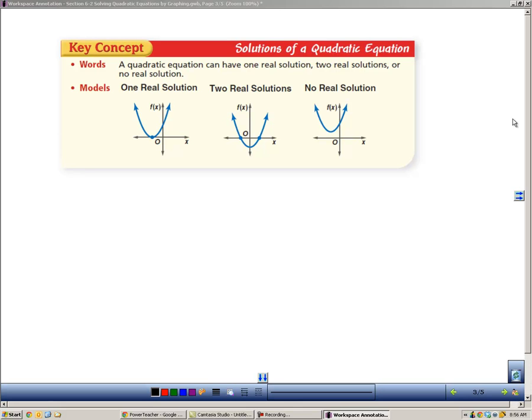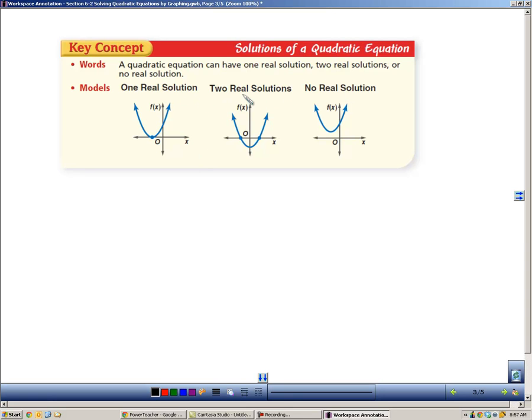In this key concept, we see the 3 different scenarios that can take place when you graph a parabola and try to find the number of solutions. The one we've already looked at is right here. You can graph a parabola and find that there are 2 solutions, 2 places where the parabola touches the x-axis. But there's also a possibility that the parabola will only touch the x-axis in one place, and therefore will only have one solution. Or the parabola could touch the x-axis nowhere, and in that case we'd say that it has no solution. These are the 3 possible scenarios when you graph a parabola.